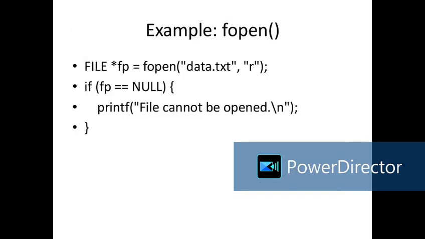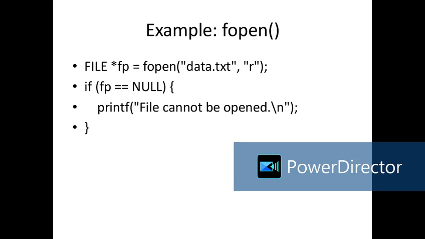Example: fopen, open file. Let's see a practical use of fopen. FILE *fp = fopen("data.txt", "r"); if (fp == NULL) { printf("File cannot be opened\n"); return 1; } Explain line by line. What is a file pointer? Why check for NULL?